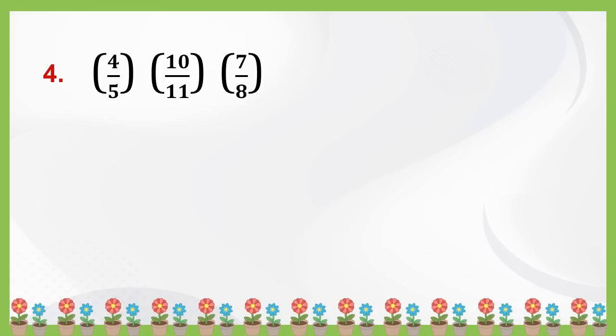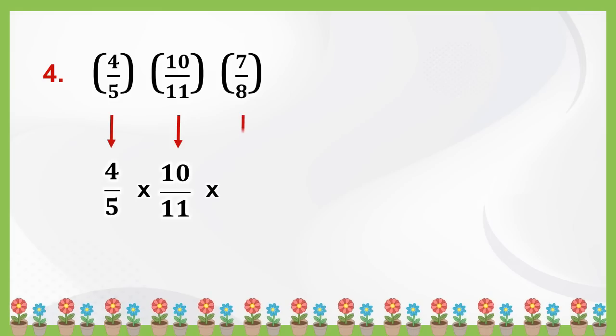And number 4. 4/5, 10/11, 7/8. This fraction is the same as 4/5 times 10/11 times 7/8. Next, use the cancellation method. The pair of numerators and denominators that have common factors are 4 and 8. They are divisible by 4. 4 divided by 4 equals 1. 8 divided by 4 equals 2.